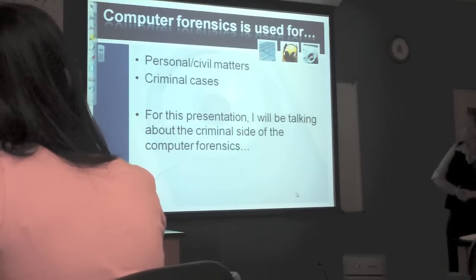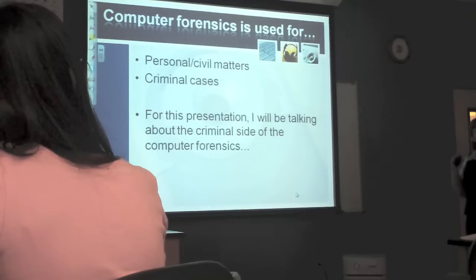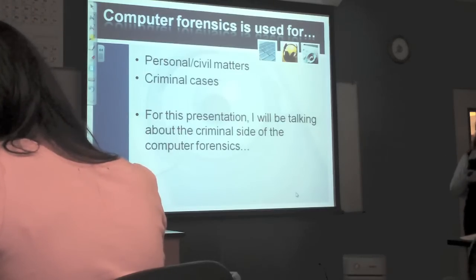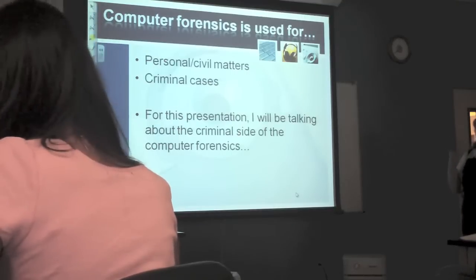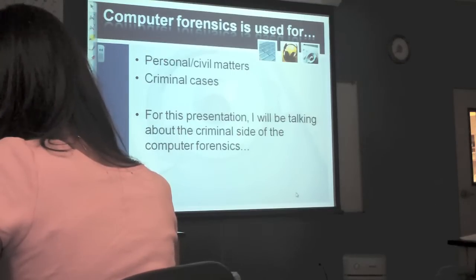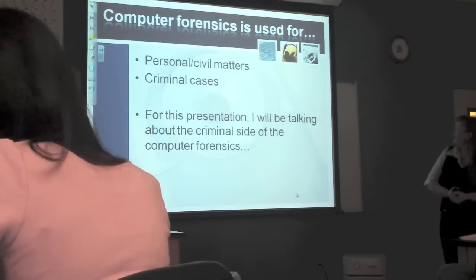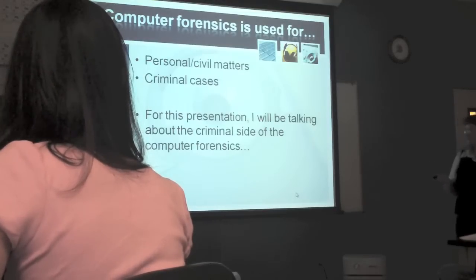Computer forensics is used for personal civil matters, like somebody wanting to find out if their husband is cheating. A computer forensics person can go in and look up the history on the computer to see if somebody's cheating. It is also used for criminal matters, like looking for child pornography or any other related crimes. For this presentation, I will be talking about the criminal side of computer forensics.